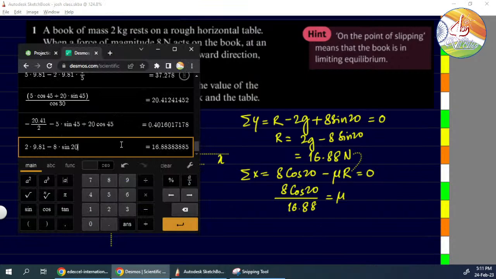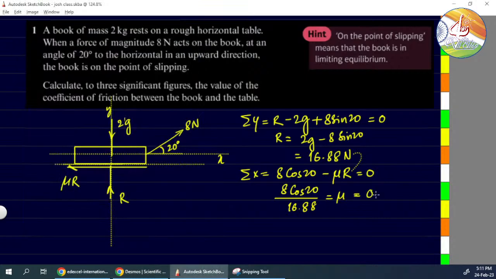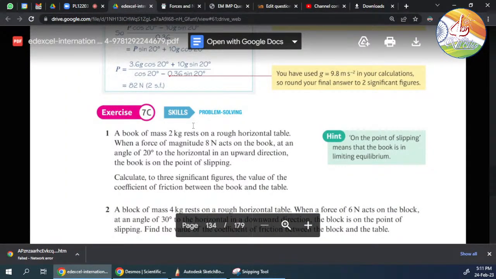Find it. What do we get? 8 times cos 20 divided by 16.88. 0.445. Now, because he is asking for 3 significant digits, we have to take 3 figures. Then that is the friction. That's it. Let's go back, see what's the next question.